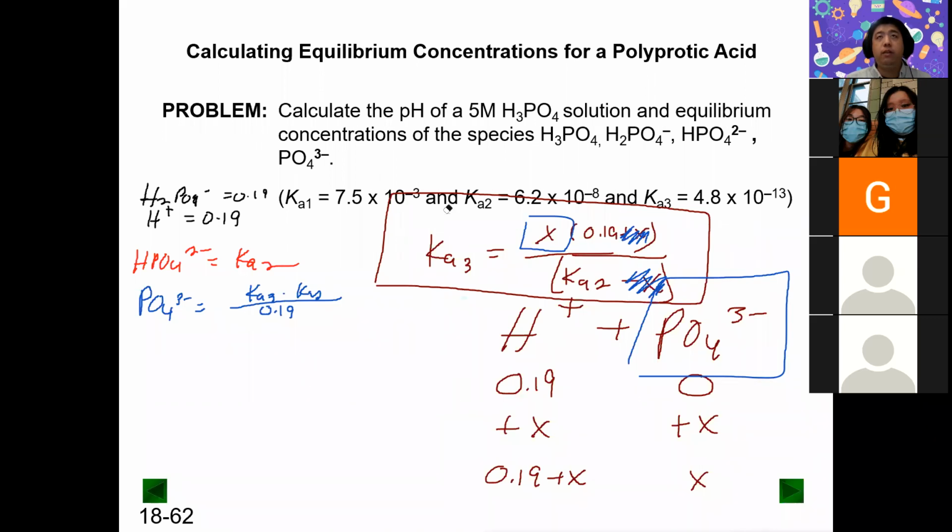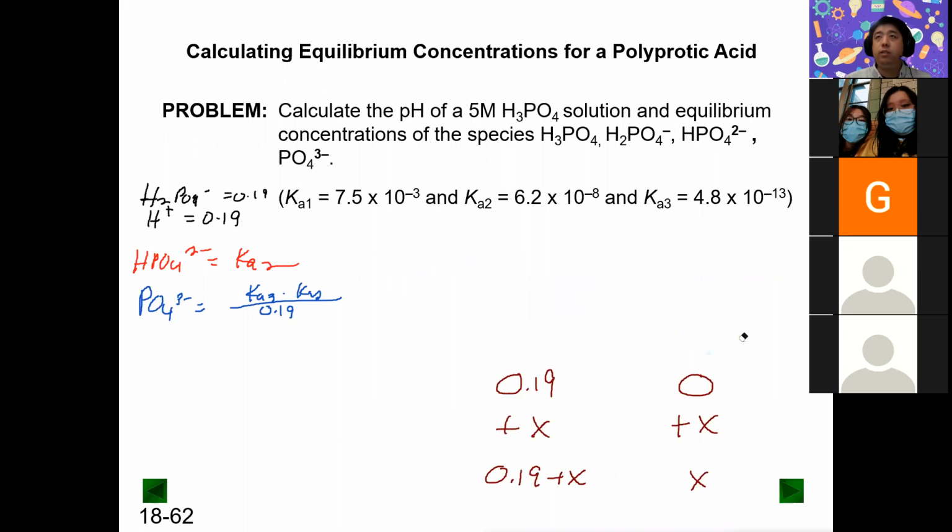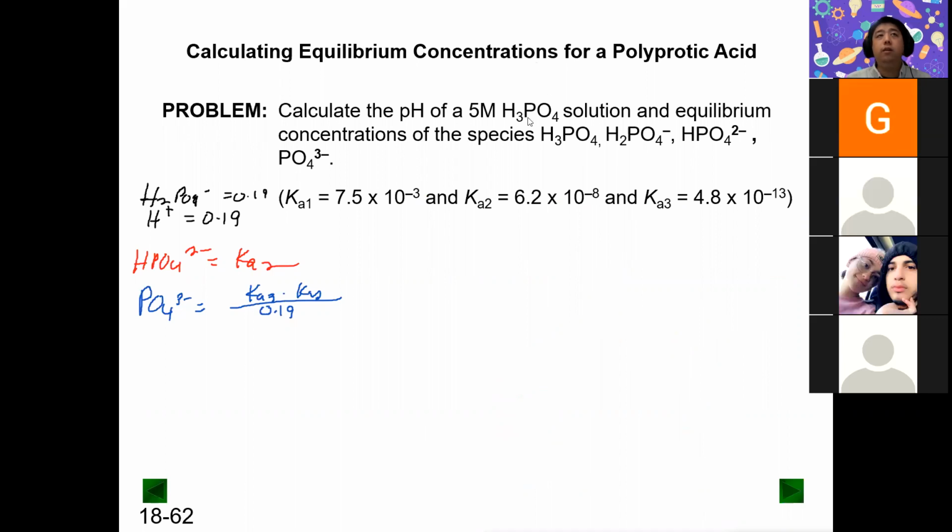So let me clear all this out. Once this is out of the way, are we finished? No, right? We have to find the pH. Okay. And this pH is just simply the negative log of 0.19, because that was my H plus concentration. Does that make sense? That comes out to about 0.72. Are we done now?